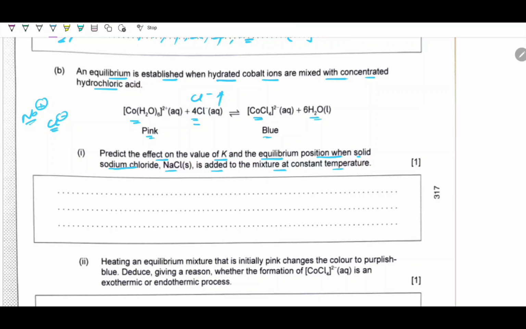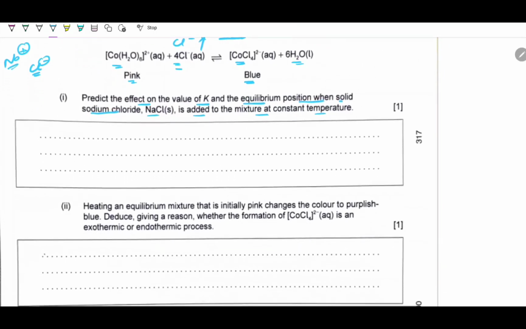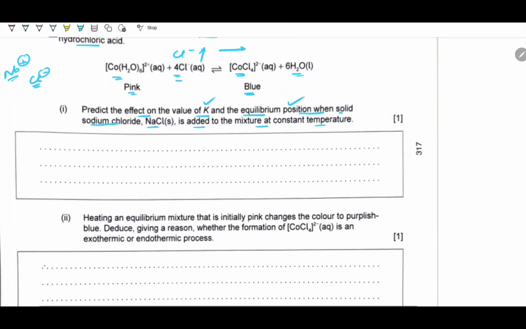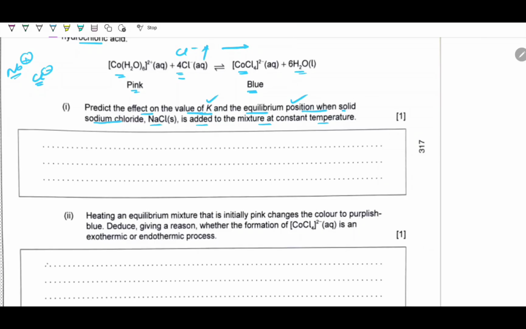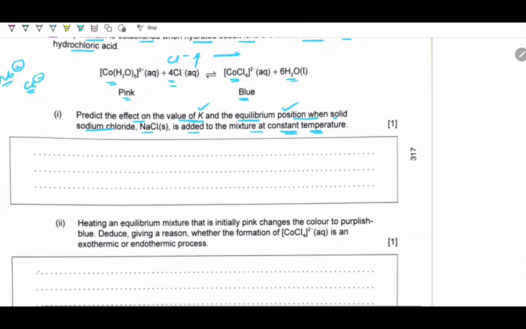Due to which the concentration of reactant increases, and the reaction will move in the forward direction, making the color more blue, or increasing the concentration of CoCl4. Predict the effect on the value of K and equilibrium position. Equilibrium will move in the forward direction, and that is the concentration of CoCl4 will increase. But since the value of K is dependent only on temperature and we are carrying it out at constant temperature, there will be no change in the value of K.